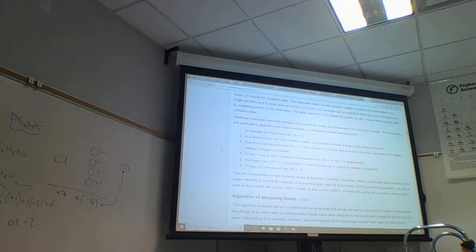In hydrogen peroxide, oxygen cannot be -2. If oxygen is -2, then hydrogen must be +2. Is it possible for hydrogen to lose 2 electrons? No, it's impossible because hydrogen only has 1 electron. You can't lose 2 electrons. And so oxygen here is -1.